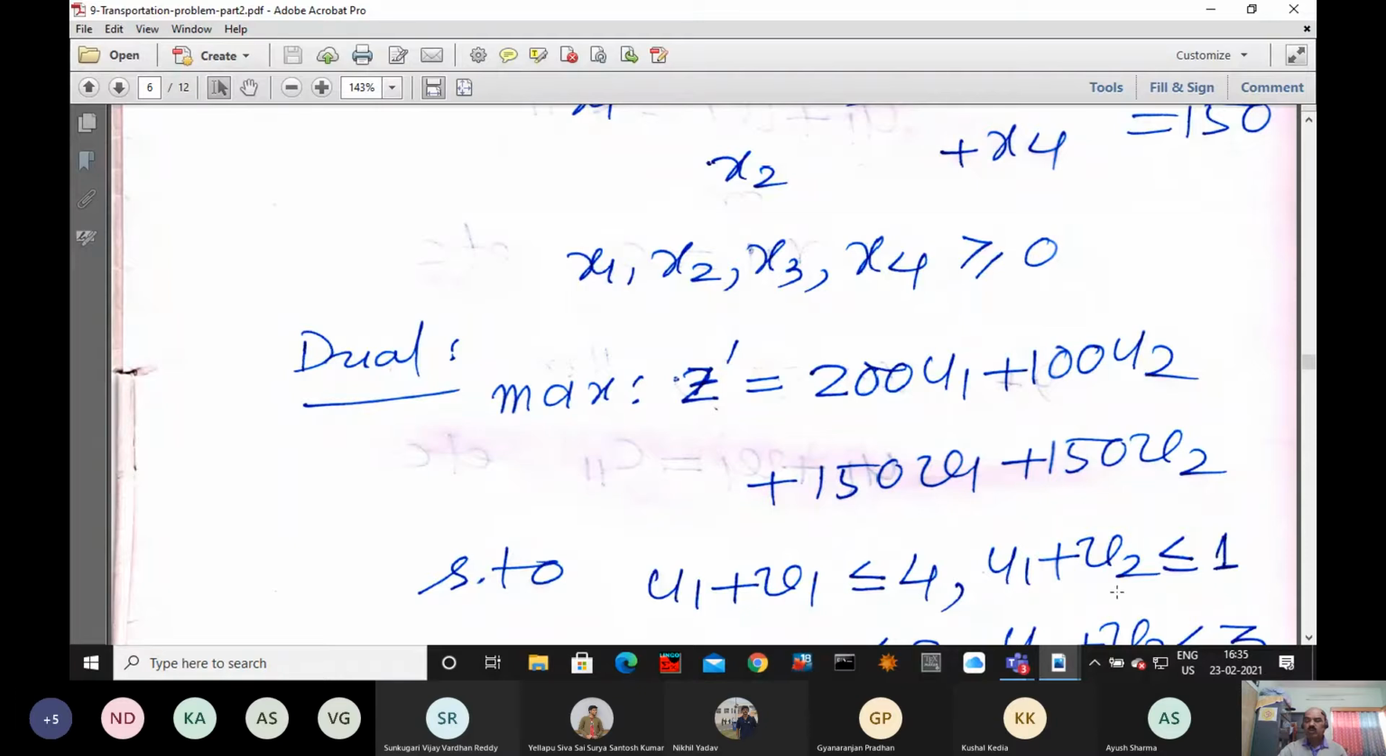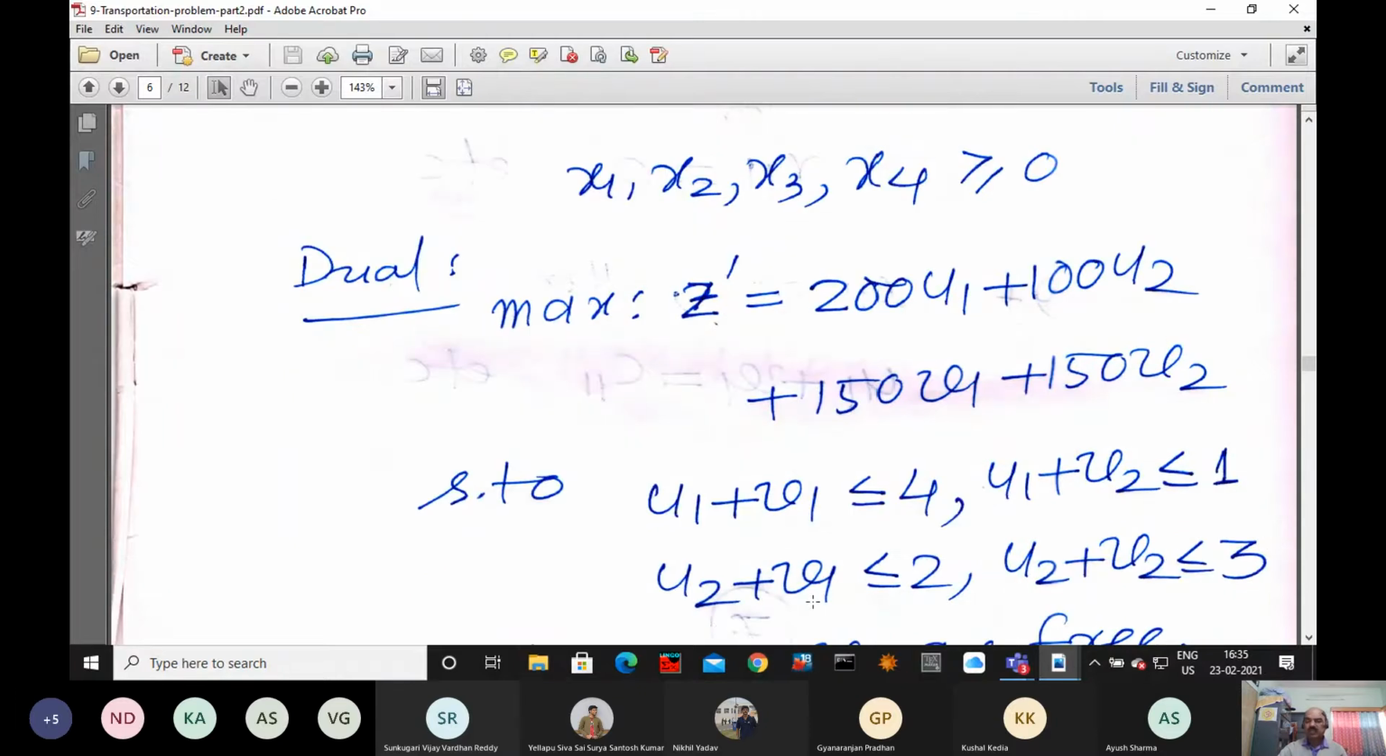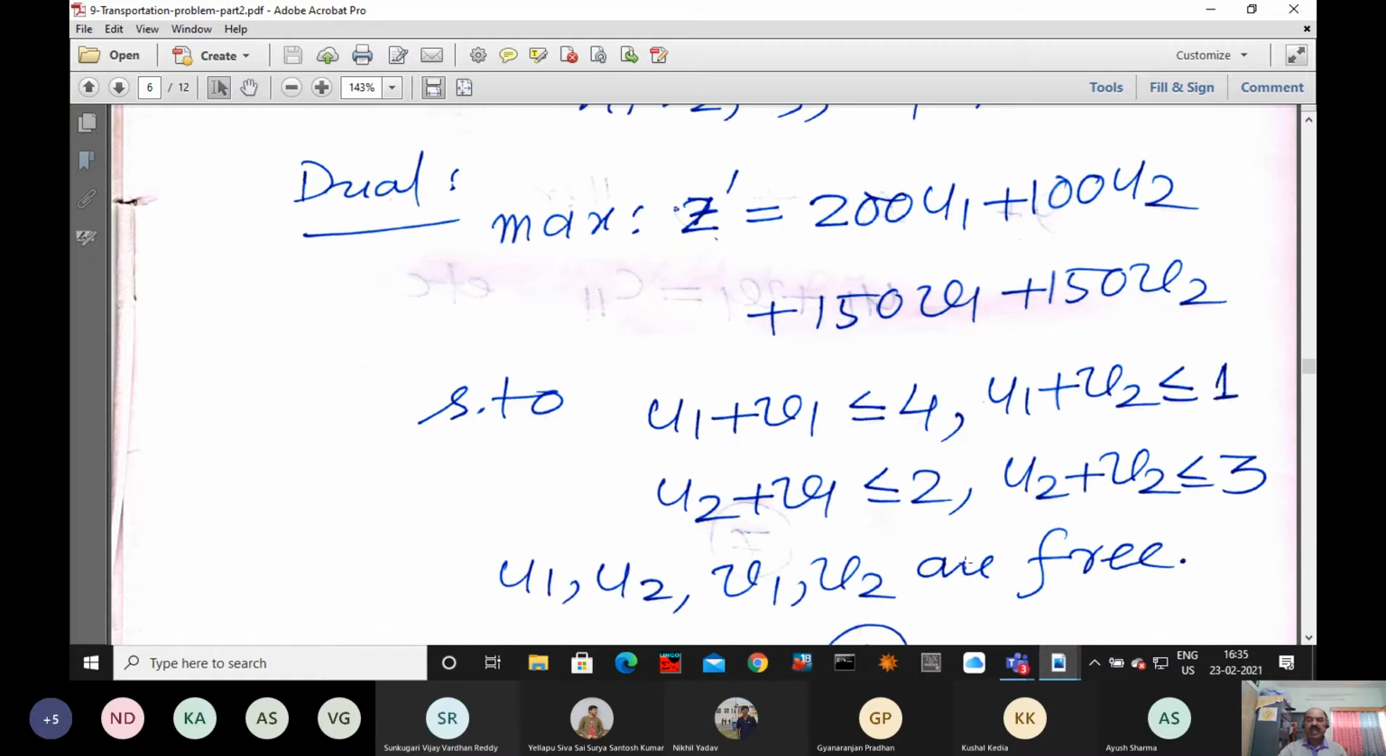Then we have U2 plus V2 less than or equal to 1. Then U2 plus V1 less than or equal to 2, and the last one, U2 plus V2 less than or equal to 3. And U1, U2, V1, V2 are free. Okay, so now this is the dual. We are finding the dual in this manner.